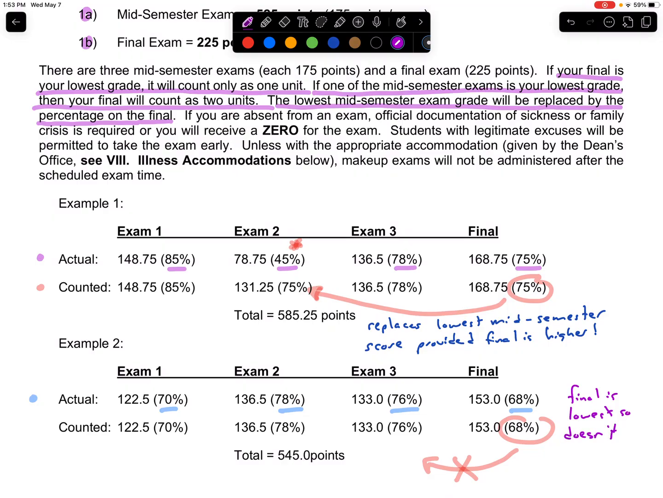So that just helps us, I think, in the semester. We always tend to have one lower exam, and so this can help us to get back on our feet at the end of the semester. So if your final exam is higher than your lowest mid-semester exam score, your final exam can count twice.